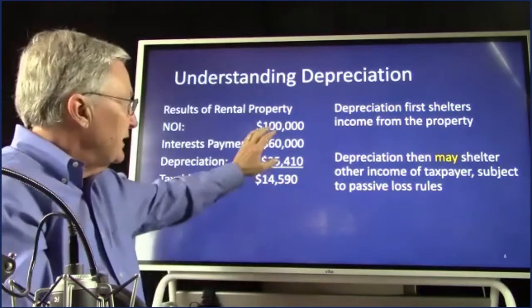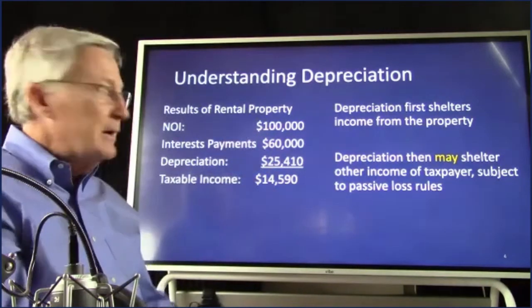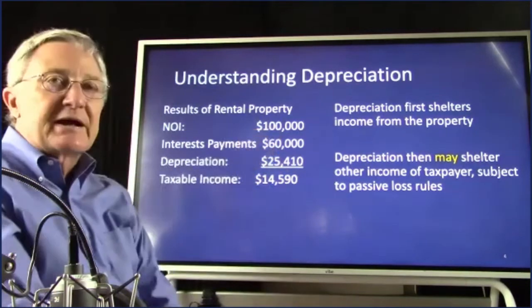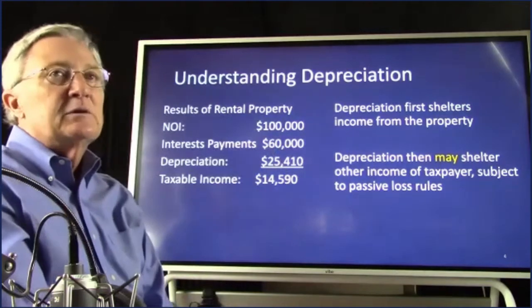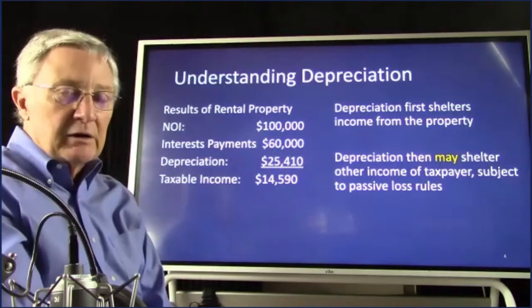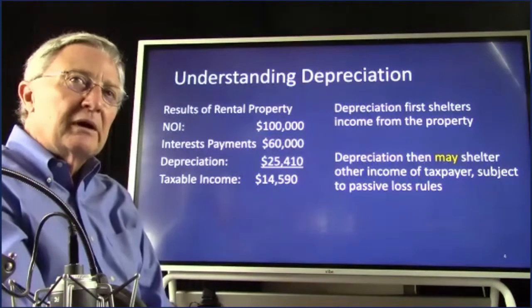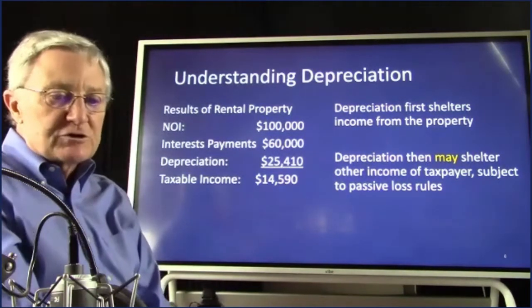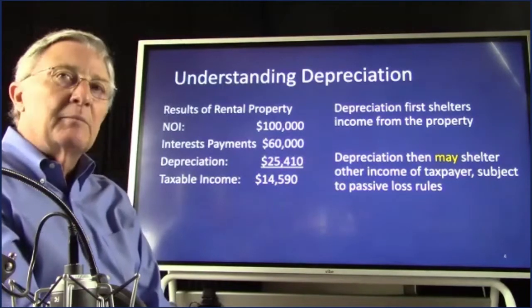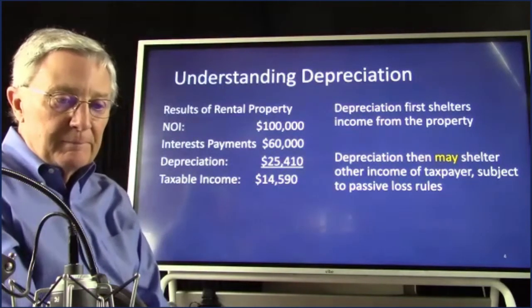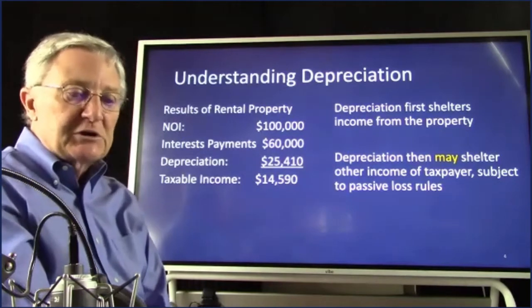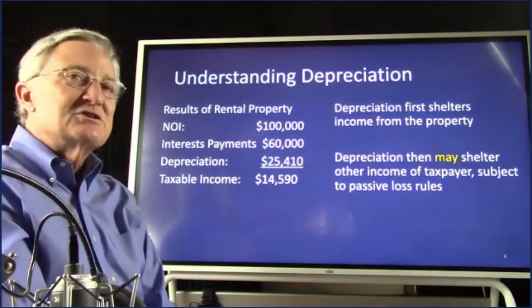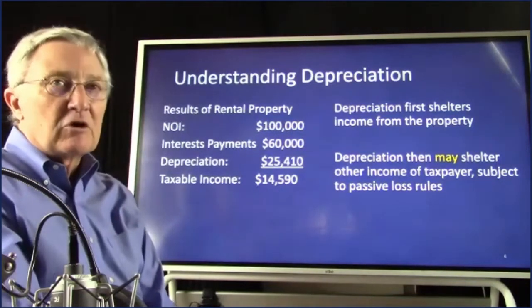What did the cost recovery do? It sheltered the income from the property. This $25,000 actually sheltered $25,000 of the $100,000 that the property produced, but it didn't carry over to your income from other sources of income. So the rule is depreciation first shelters the income from the property, and then depreciation may shelter other income of a taxpayer subject to the passive loss rule.